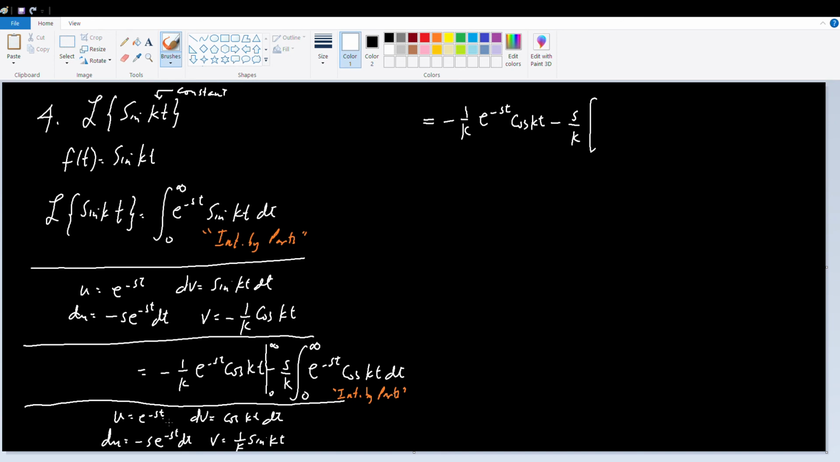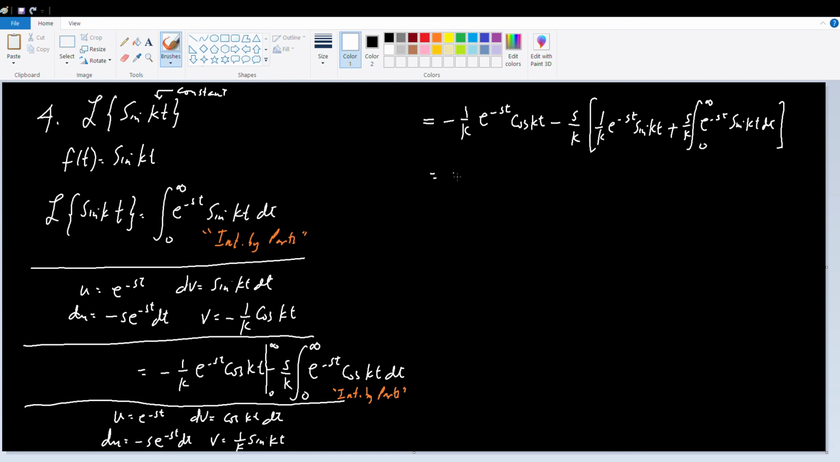Alright, so uv is negative 1 over k e to the negative st sine of kt minus the integral of v du. There is a negative there, so it becomes positive, and that is s over k e to the negative st sine kt dt from 0 to infinity. Okay?